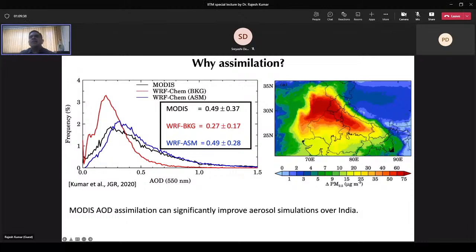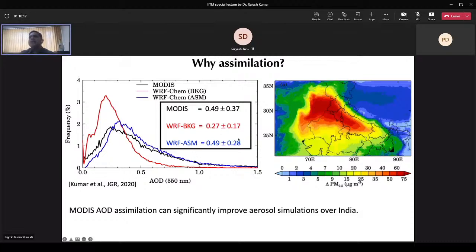Here is a comparison of the frequency distribution of AOD observed by MODIS in black, the WRF-Chem AOD predicted without assimilation in red, and the WRF-Chem AOD after assimilation of MODIS AOD in blue. You can see that the blue and black curves almost overlap each other. If you look at the average values, the MODIS value and the WRF-Chem with assimilation values are almost similar, with a little bit shorter standard deviation. But this significantly improves the aerosol burden in the atmosphere.